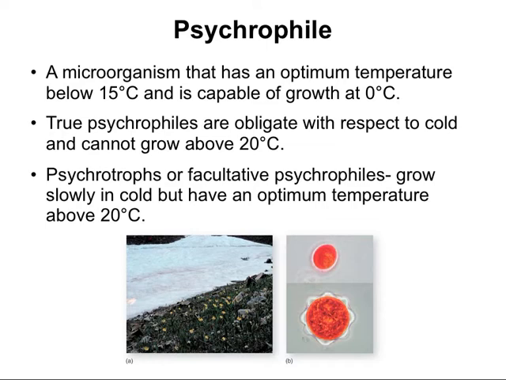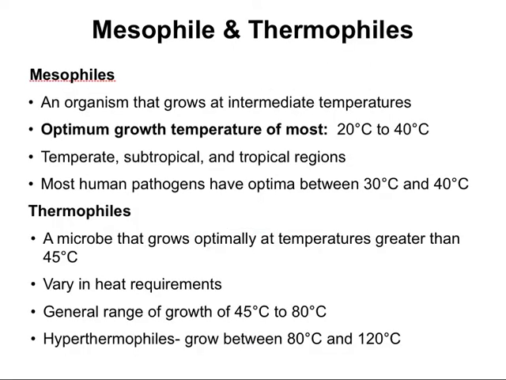Next, let's look at mesophiles. Mesophiles are organisms that grow at intermediate temperatures. The majority of medically significant microorganisms are mesophiles. Their optimum growth temperature is from about 20 degrees C to 40 degrees C, but they can grow at extremes from 10 degrees C to 50 degrees C.